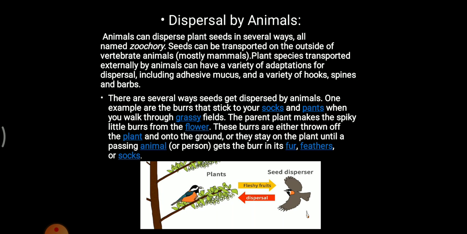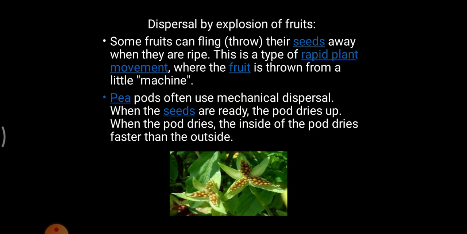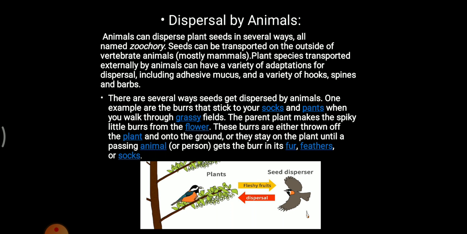As you can see, this is a plant, and this is an animal. As this animal travels from one place to another, the seeds get dispersed. The excretory product of this bird also contains seeds, and as the bird travels from one place to another, the seed is getting dispersed.